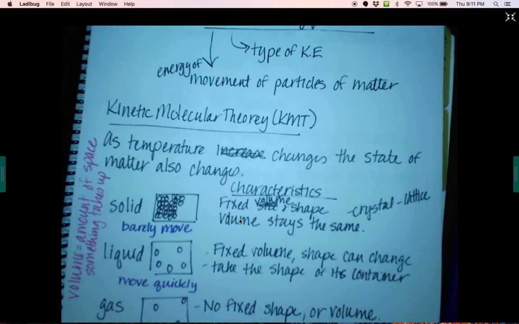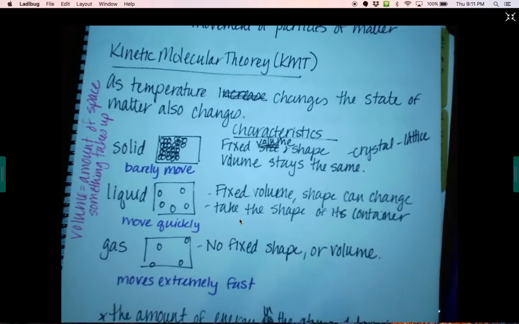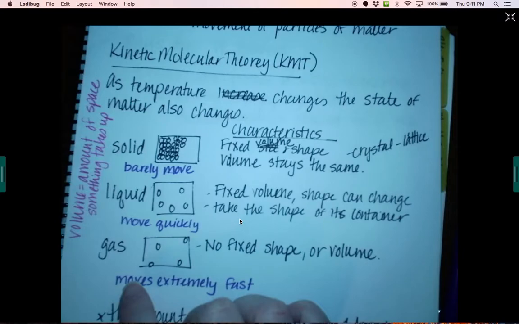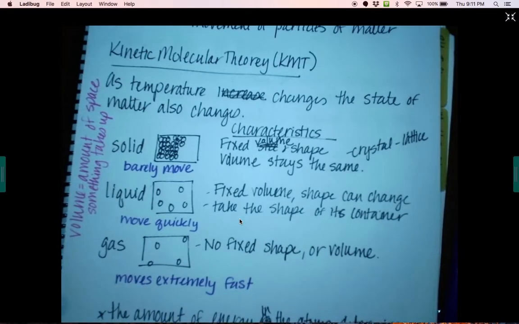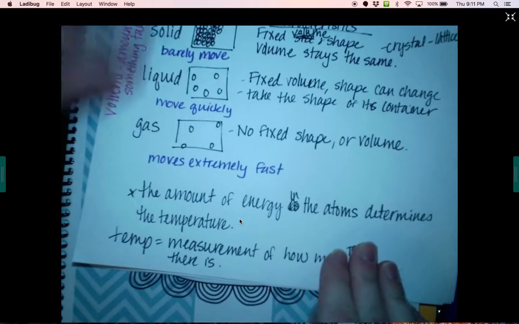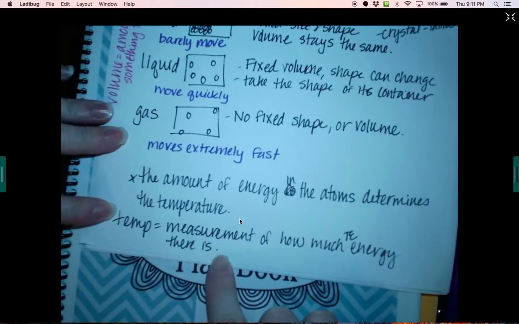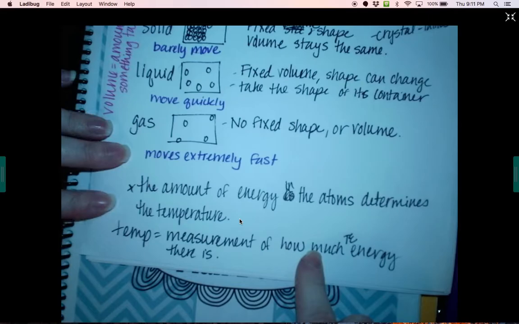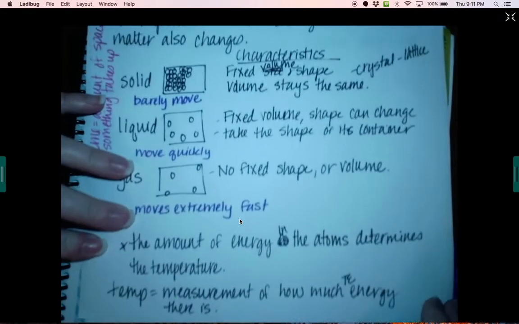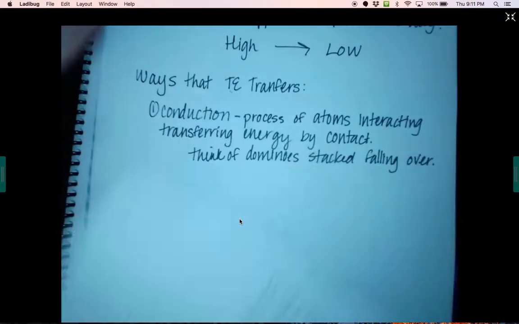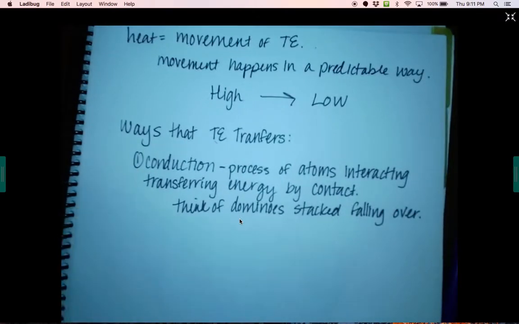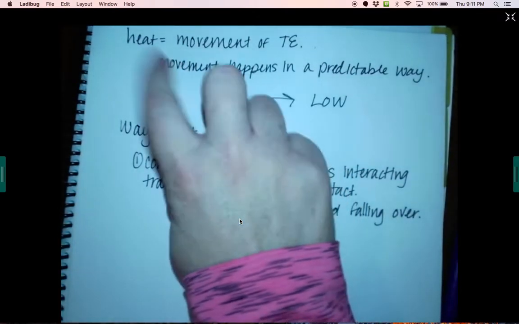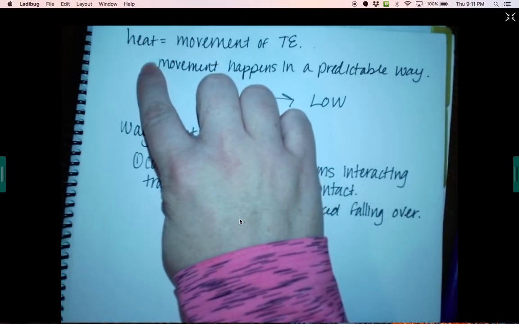So back to this stuff. Remember, volume is the amount of space that something takes up. And we got into talking about what temperature is, the definition of it: a measurement of how much thermal energy there is in an atom. And then, just recapping here for you, we talked about heat. This is the scientific definition of heat.